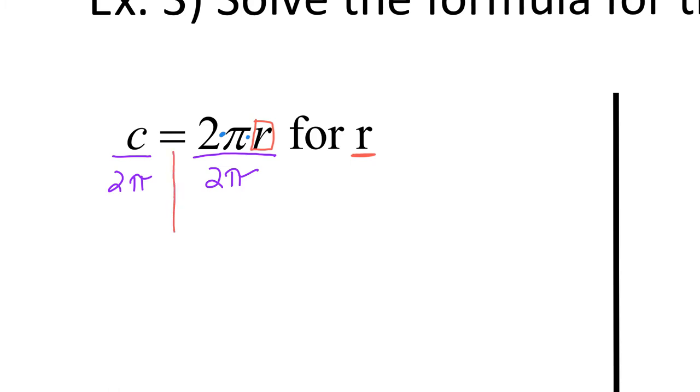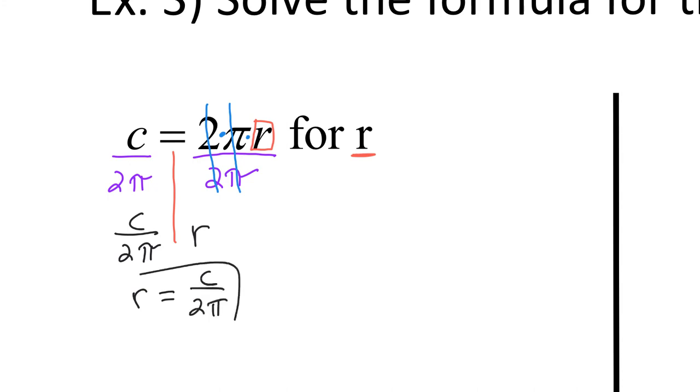When you do that, on the left side these are not like terms, so you cannot reduce the fraction. You just keep it as C over 2 pi. And on the other side, we know the 2 will simplify to 1, and the pi will simplify to 1. Pi divided by pi is just 1, but we don't need it. And we have the r by itself. Now you can use the symmetric property to switch your answer. So r equals C over 2 pi.